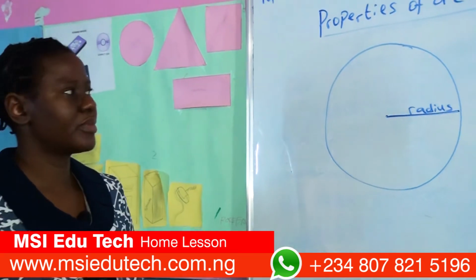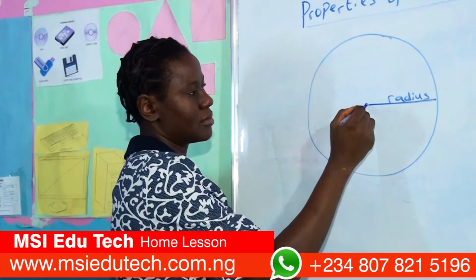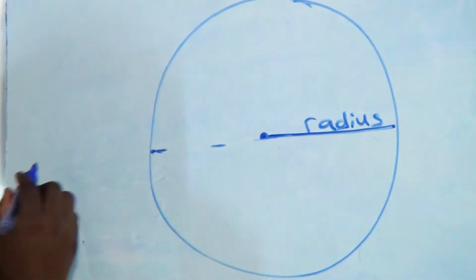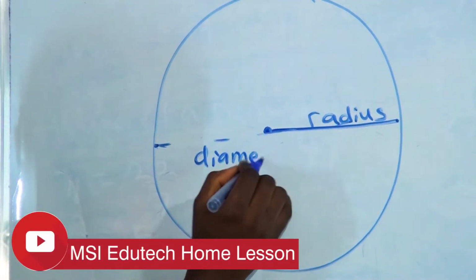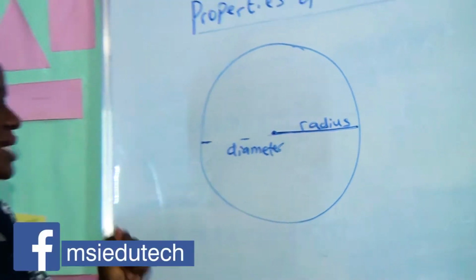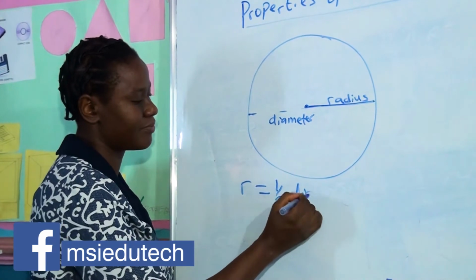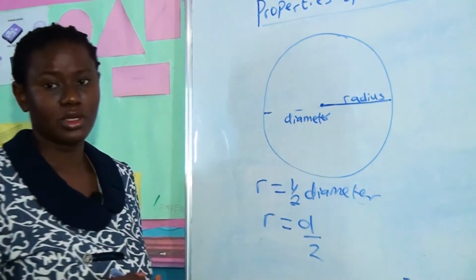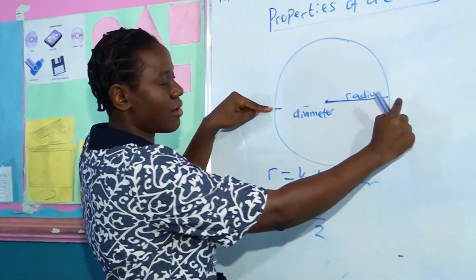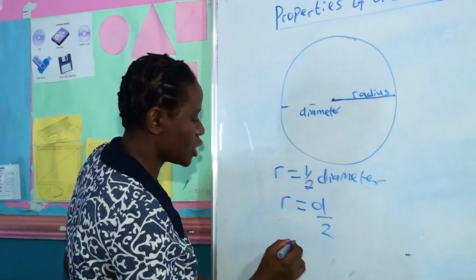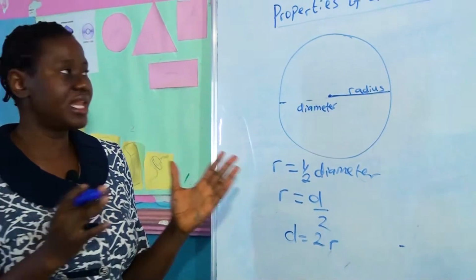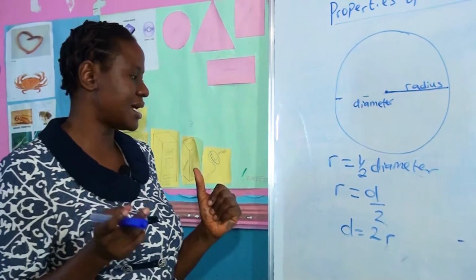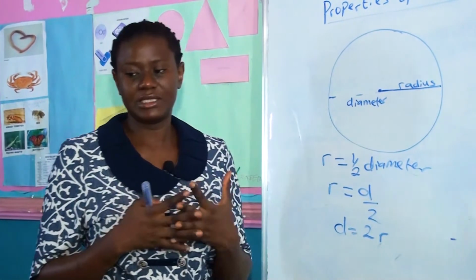This is the radius. Now, this entire length across the circle through the center becomes the diameter. That means the radius is half of the diameter. I could also say radius is diameter over 2. Do you get that? The diameter is the entire length across the center. The diameter would also be 2r. So the radius is half of the diameter.